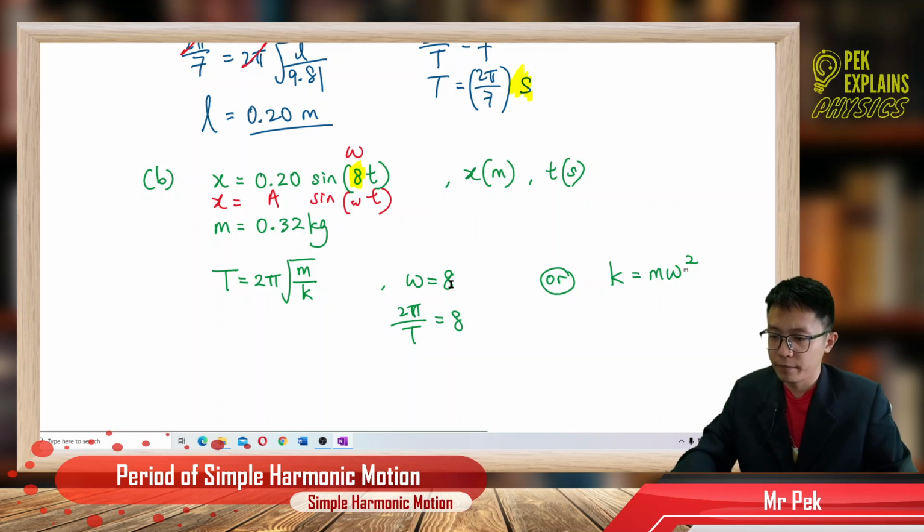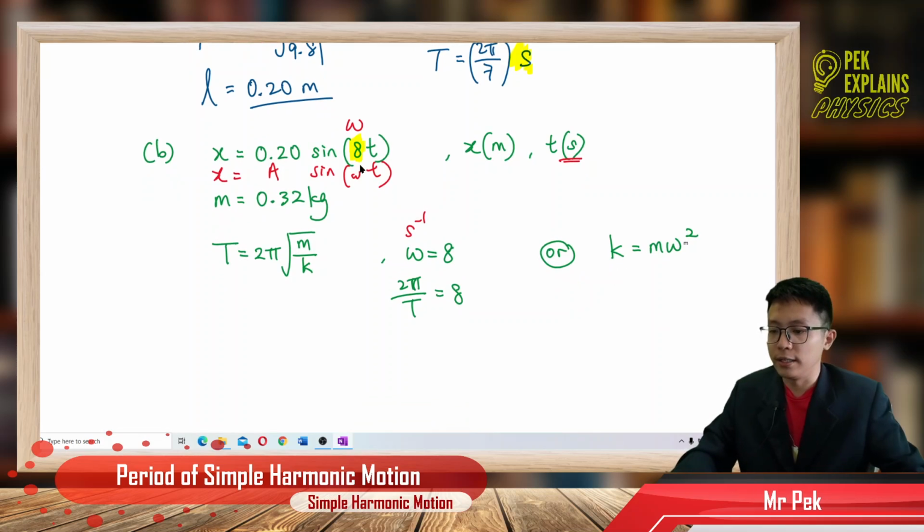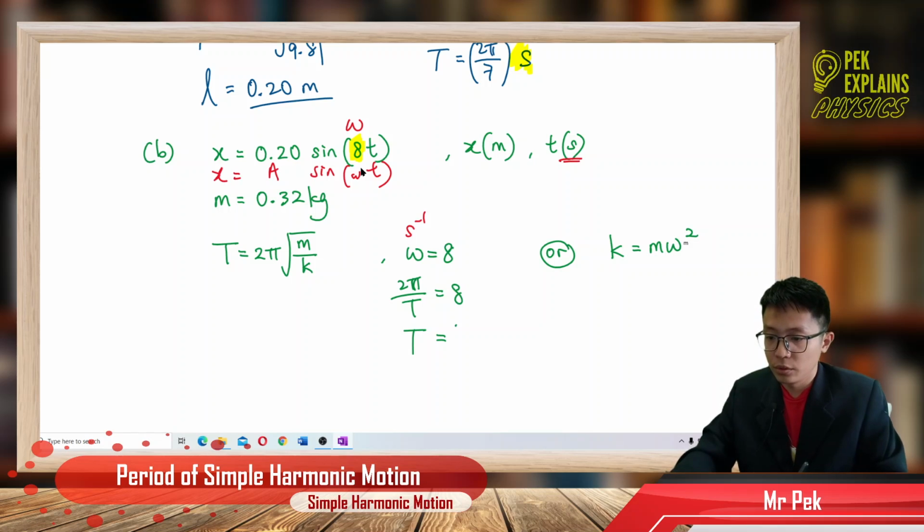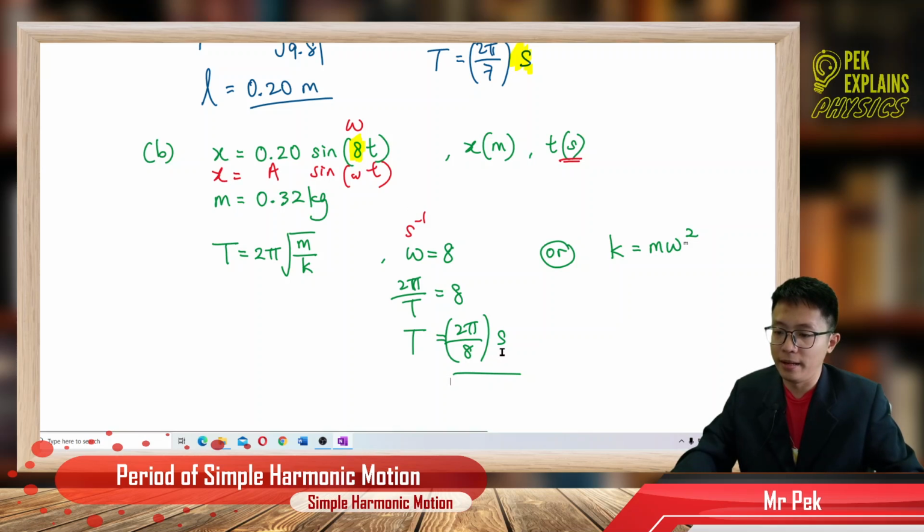Anyway, the unit: just now the time was given in seconds, so omega is per second. So what is my period? Period is equal to 2 pi over 8. The unit is second, the SI unit, because omega is per second, so the period is in seconds. So that's in SI unit already.